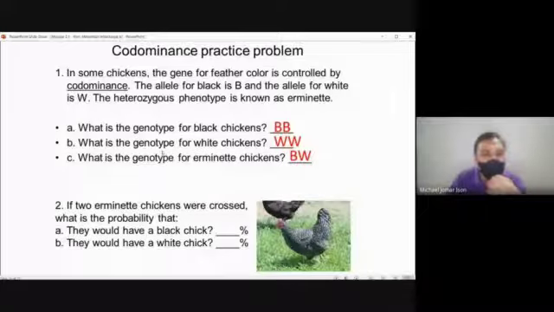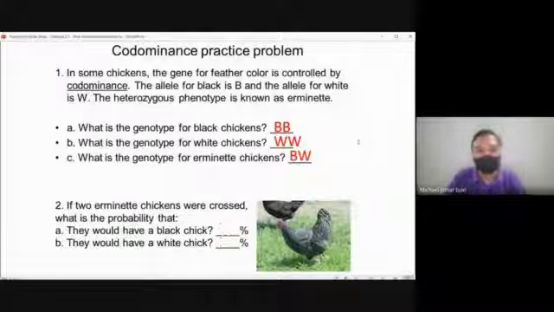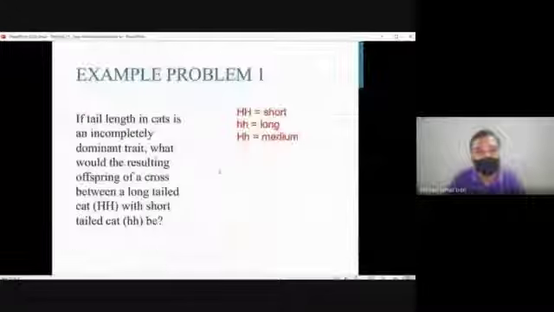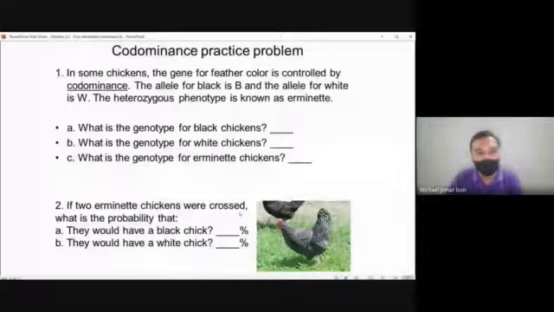If two erminet chickens were crossed together, what is the probability that they will have a black chick? So you have 25%. And how about the white chick? You have also 25%. How did you get that? Well, going back, you just need to combine, and it's no different from the previous example that we had, which is this one. This one is no different from here. So you have here a 1:2:1 ratio. So you have 25% black and you have 25% white. And that will be the answer to those questions.